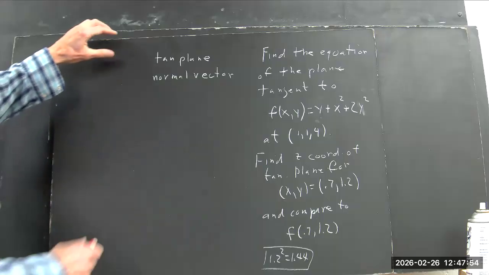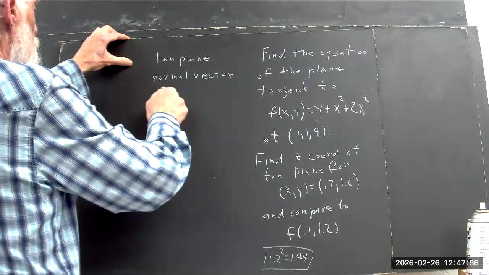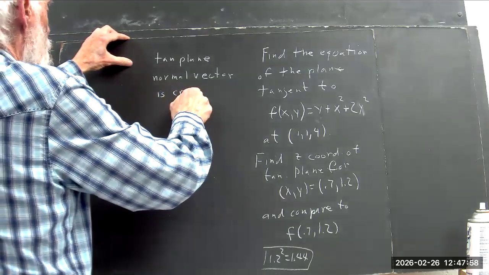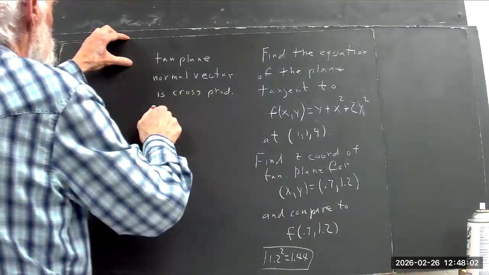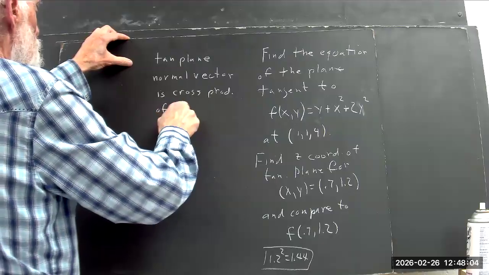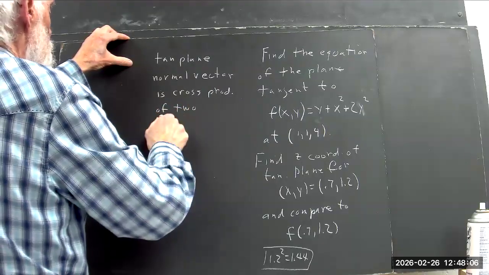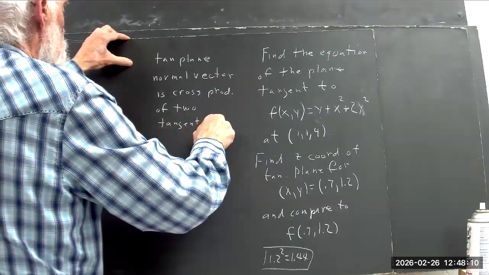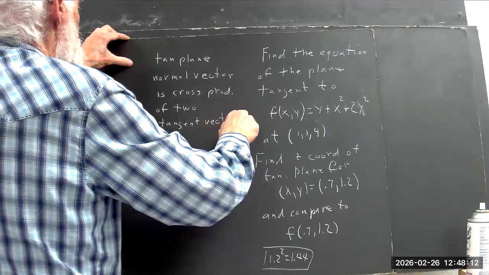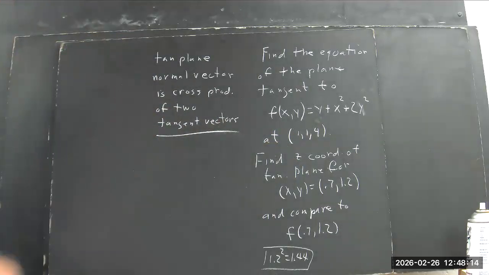The normal vector is a cross product of two tangent vectors. That's where you start, not with a formula. You start with a cross product of two tangent vectors.